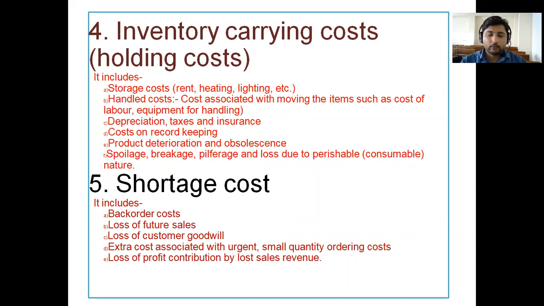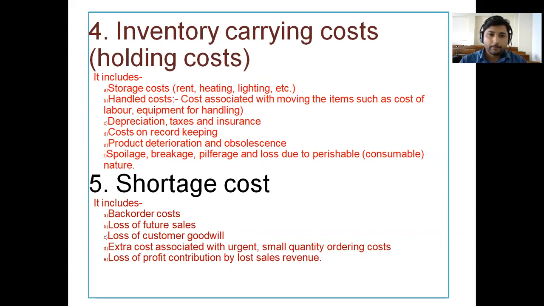Then every industry wants to insure their workers, so insurance will be provided. Also, if there are warehouses, the material which is stored there has some risk, so that needs to be insured. So insurance cost is also included in that. Then the record keeping: if you require one PC, one person, that cost is associated with the record keeping cost. And then product deterioration or obsolescence.